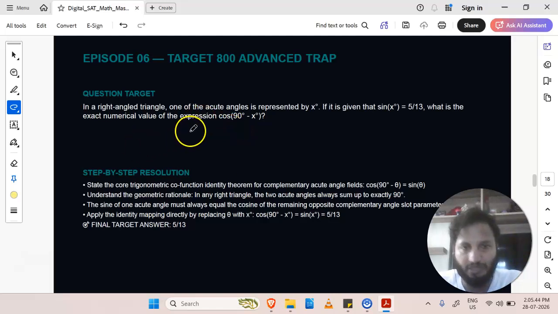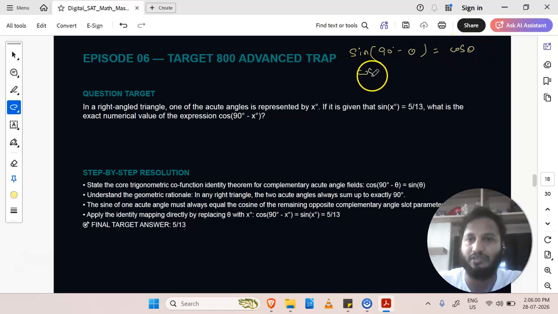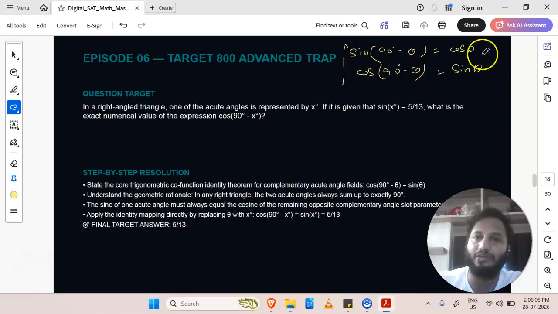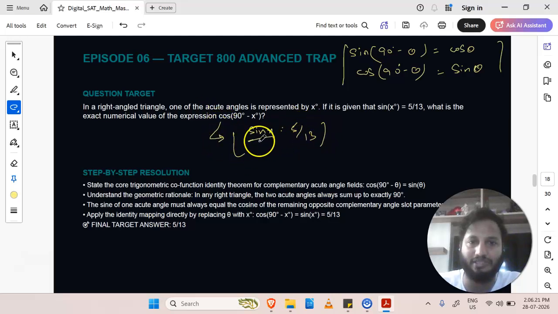See, this question in an exam setting, you can do it in multiple ways. The first thing, if you know cos(90 - theta) is sine theta, if you are aware of this property: sine(90 - theta) is cos theta, cos(90 - theta) is sine theta, and subsequent relations for other trigonometric ratios. If you are aware of that, this can be easily done. Cos(90 - theta) will be just sine x, and sine x is given 5 by 13. So the answer will be 5 by 13 because cos(90 - x) is sine x.